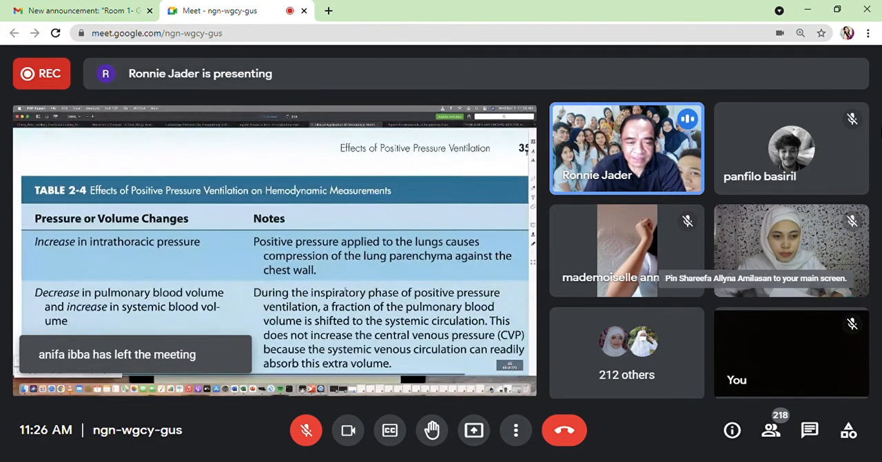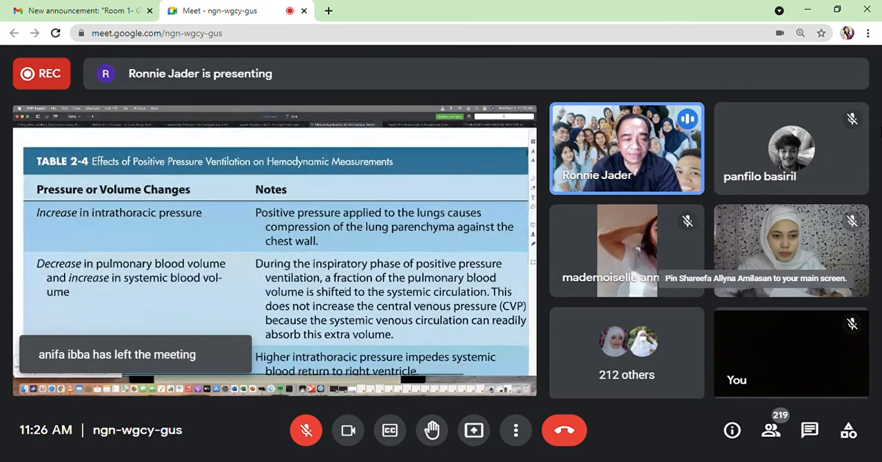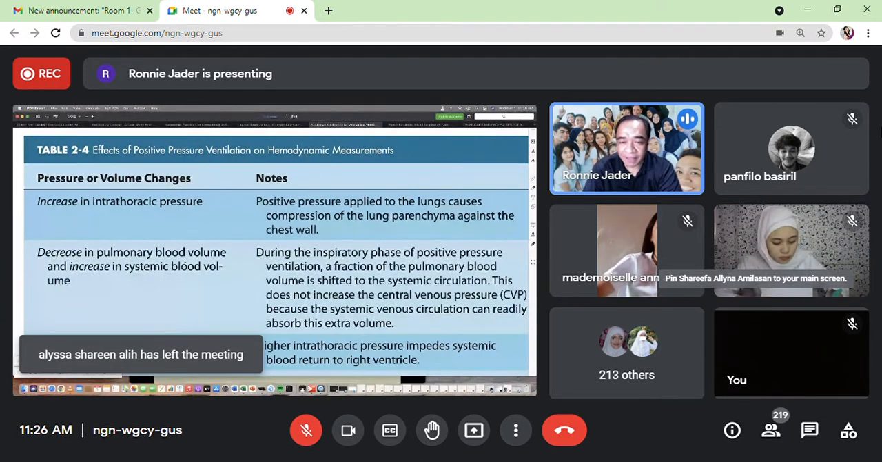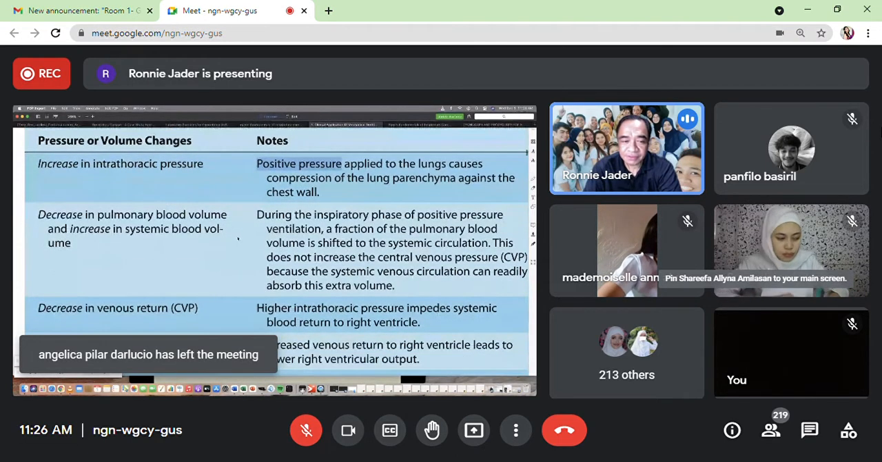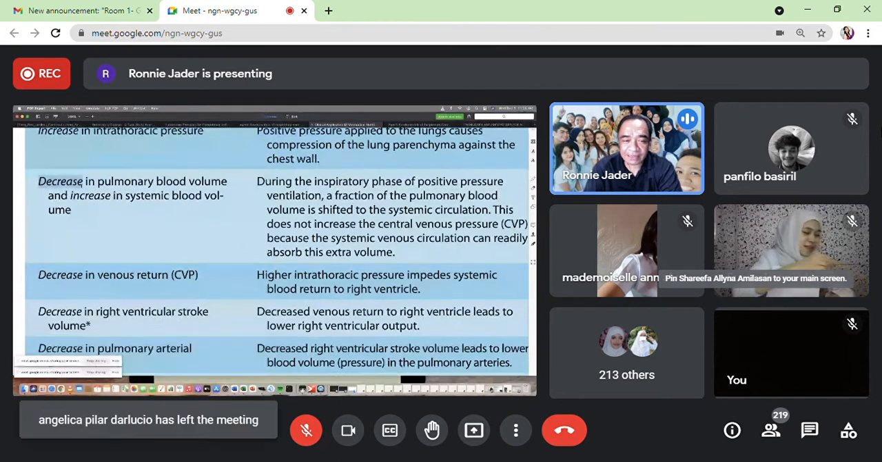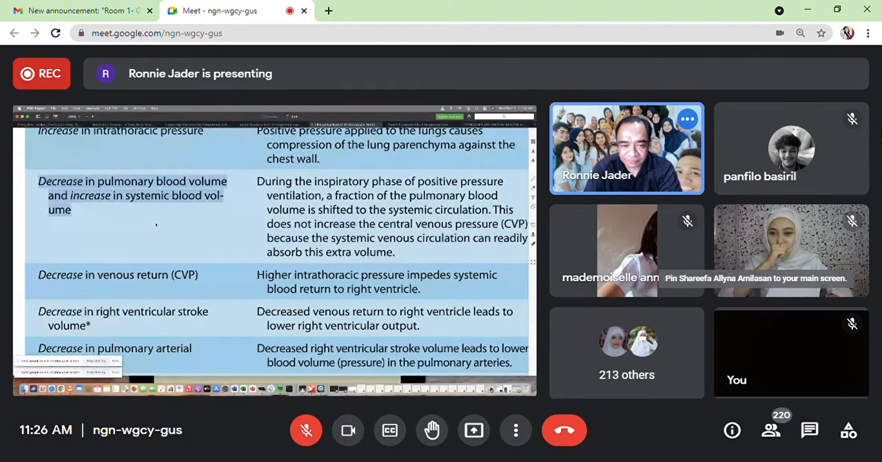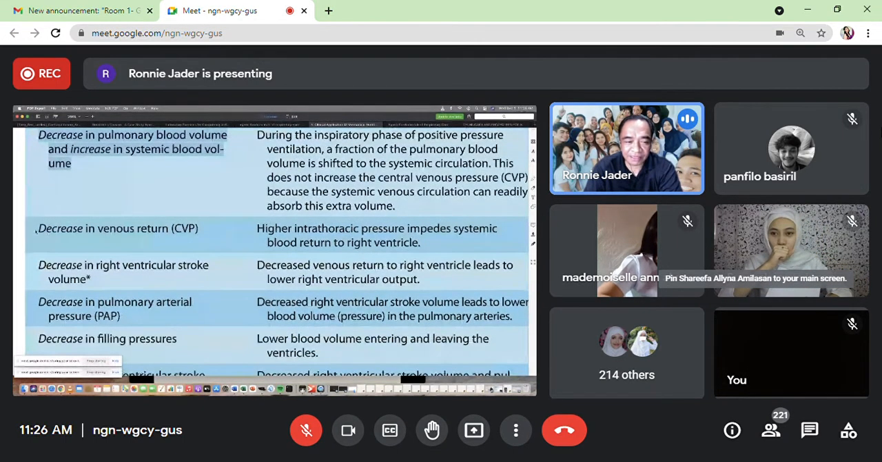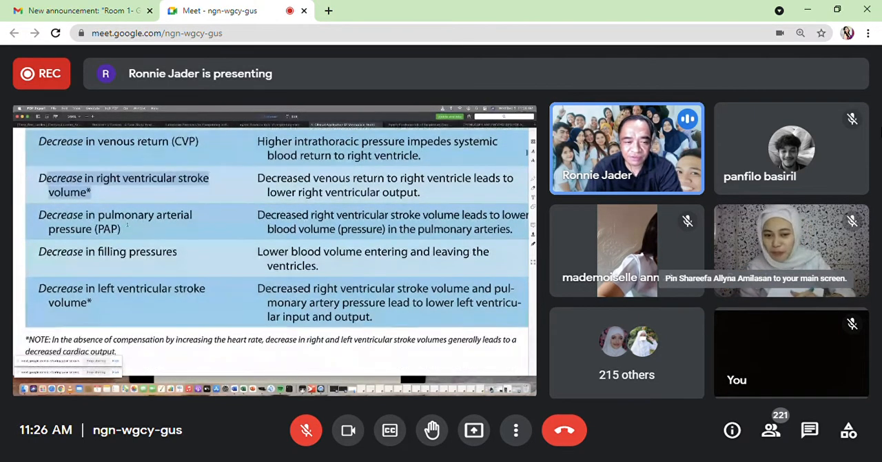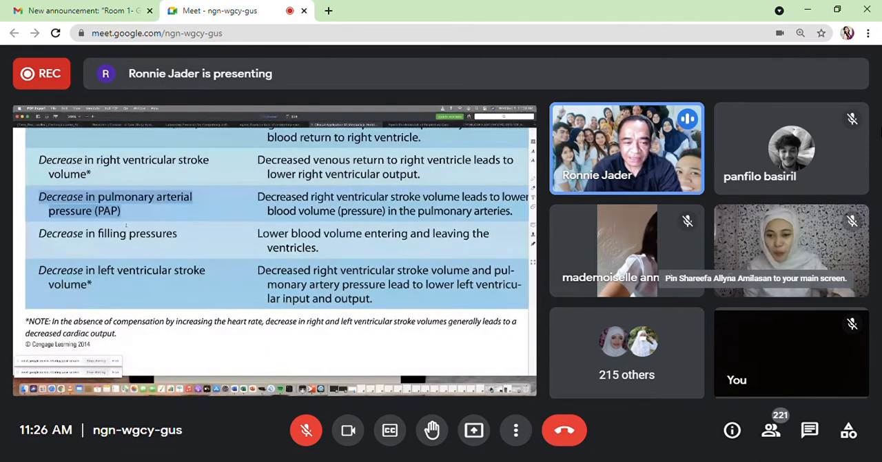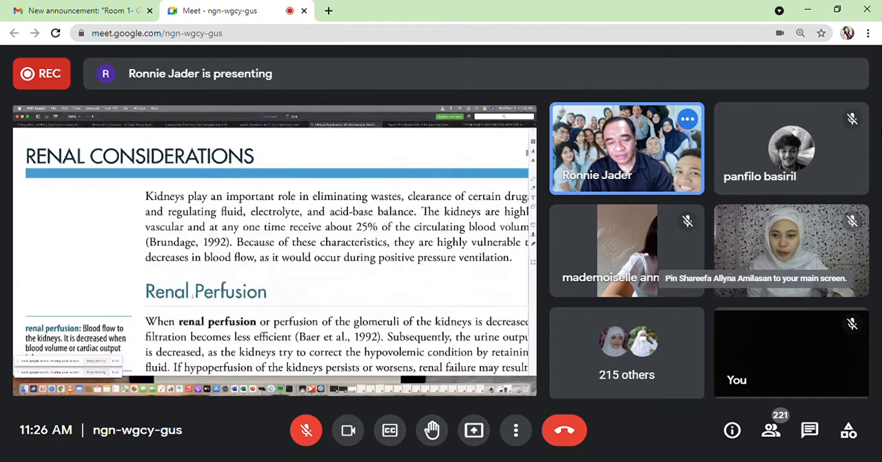So, effects of positive pressure ventilation on hemodynamics. The lung expands, but the lung becomes positive. So, increased intrathoracic pressure. The lung becomes positive pressure. As a result, decreased pulmonary blood volume. Naiipit kasi yung puso. Decreased venous return. Decreased right ventricular stroke volume. Decreased pulmonary artery pressure. Decreased filling pressure, and decreased left ventricular stroke volume. Yun ang effect niya.